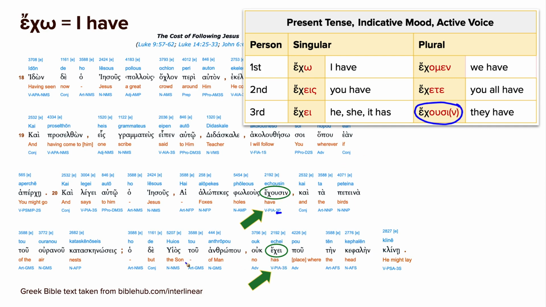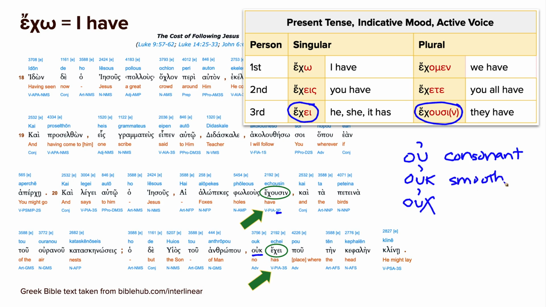And then down here, the Son of Man has no place or doesn't have a place. Here we have echei, right? But it's following ouk. So that means doesn't. Now just remember, I'm going to say this again just to make sure you remember, ou is what is normally used before a consonant. And then when there's a vowel, it becomes either ouk or ouch. This is when it's a smooth vowel afterwards.